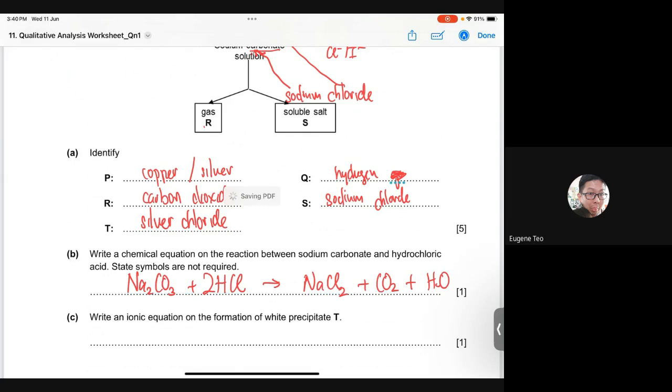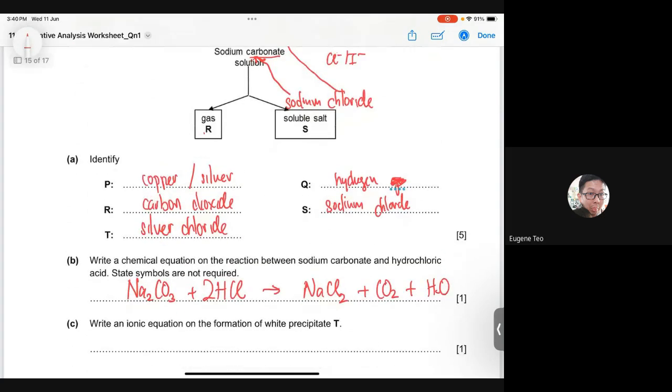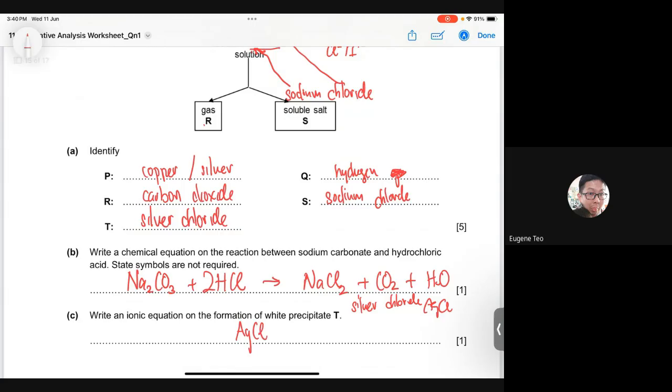Last one, write the ionic equation for precipitate P. P is silver chloride, which is actually AgCl. So this one is easy, just write AgCl. What forms AgCl? You have your silver ion plus your chloride ion. Okay, so this is the speed you can do this once you're familiar with it.